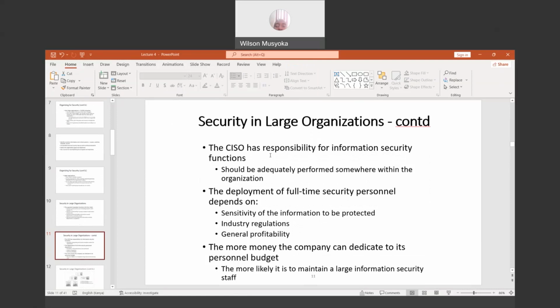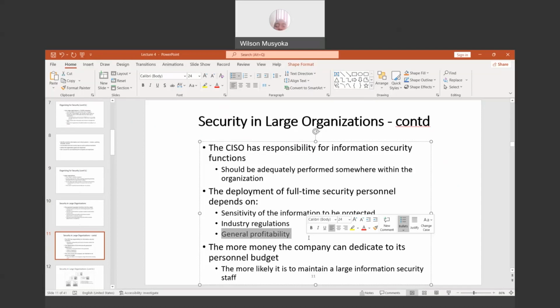Then when you are looking at the security also, this is where the Chief Information Security Officer, the CISO, has the responsibility for information security functions, just like we have listed them previously. So the Chief Information Security Officer should be adequately equipped with skills to manage those functions. And there's going to be full-time security personnel whereby they are looking at the sensitivity of the information that is protected, the industry regulations, and maintaining profitability of the organization.